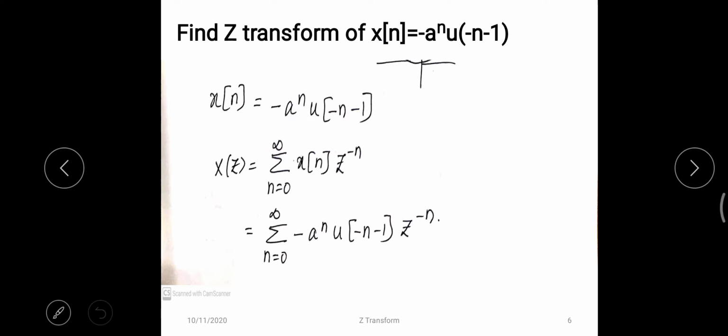Previously I have taken a causal signal. Now we are going for a non-causal signal. Find the Z transform of x of n is equal to minus a power n u of minus n minus 1.